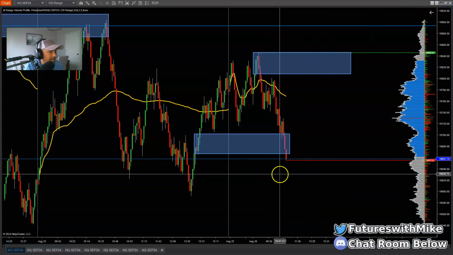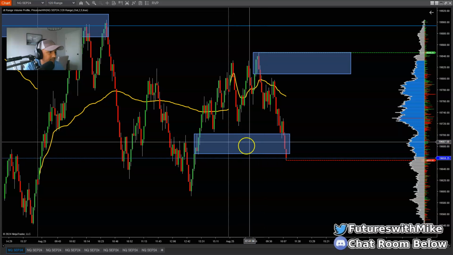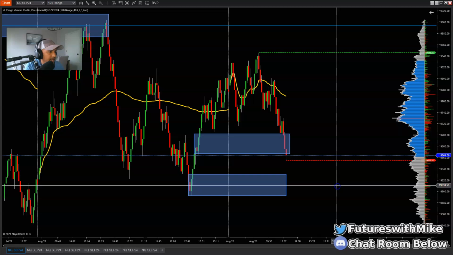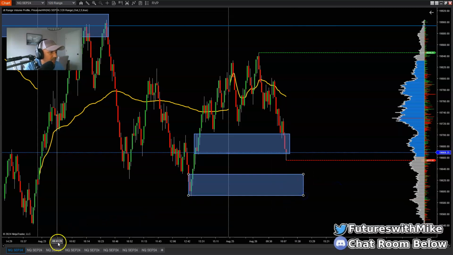Okay, so now it's pushing lower. There's a demand zone resting down here, so now this one is invalid, this zone right here. Let's take this box here and place it down here, and we'll see what happens if the market gets to this zone here. Now what I'm going to do is go over to my 24 range chart.